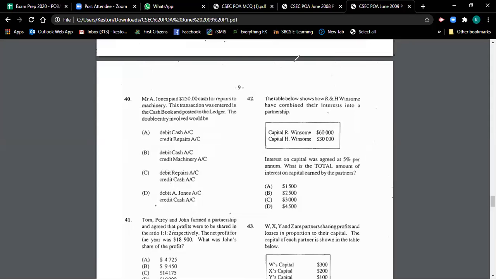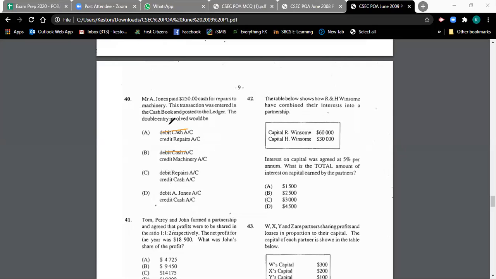40. Mr. A. Jones paid 250 cash for repairs to machinery. The transaction was entered in the cash book and posted to the ledger. The double entry involved would be debit cash? That's wrong, right? Because you're paying. So you're looking for something with credit cash. But what would we credit? Very good, Avisha. Repairs account.